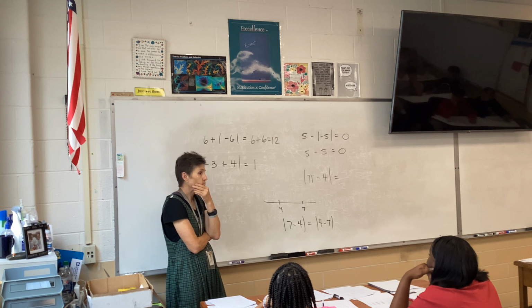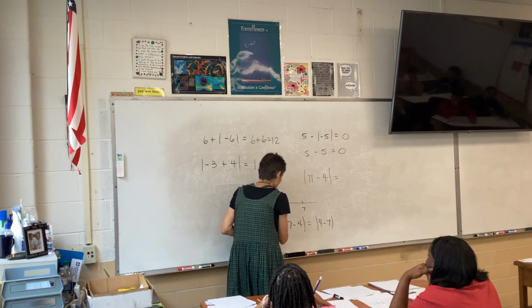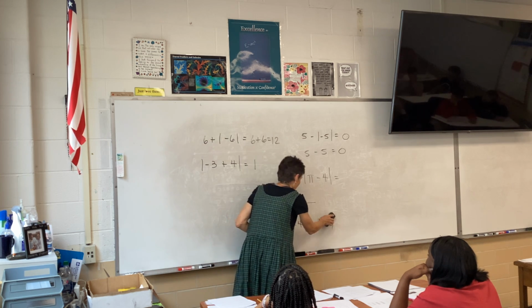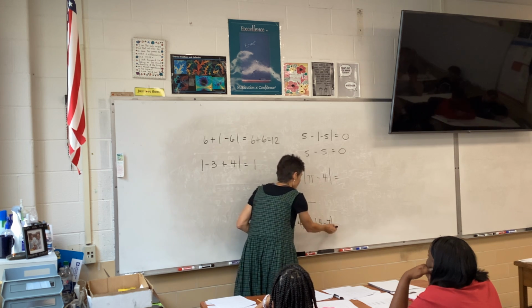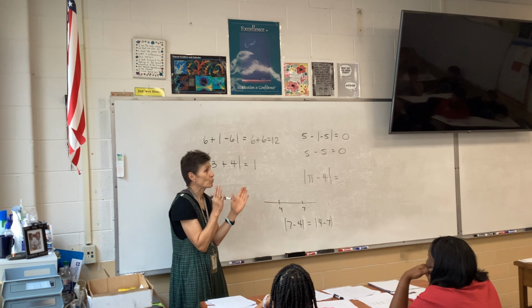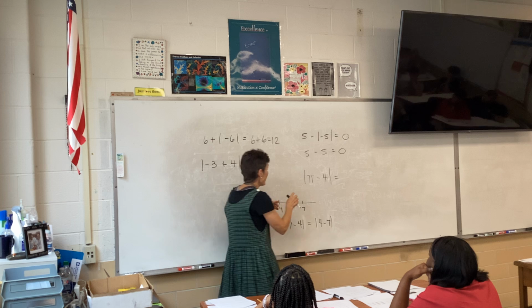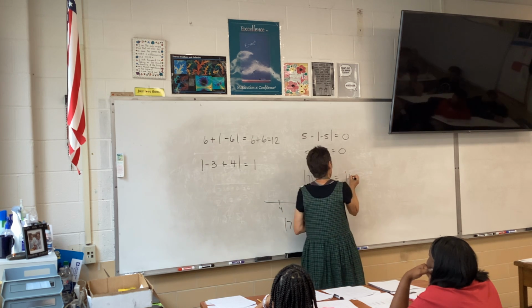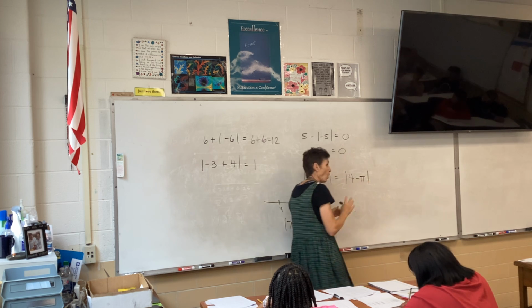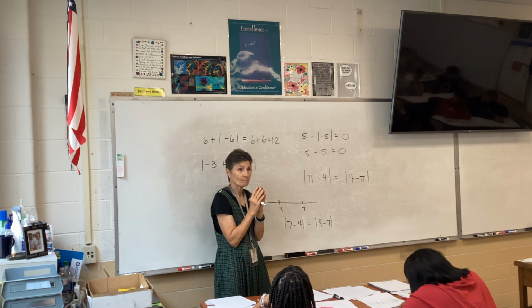Are those the same? Aren't they the same? Now, if I take away the absolute value, they will not be the same, right? But as long as I have absolute value, the order that I subtract doesn't matter. So if you have pi minus 4 or 4 minus pi, as long as they're in an absolute value, that's going to be the same number.